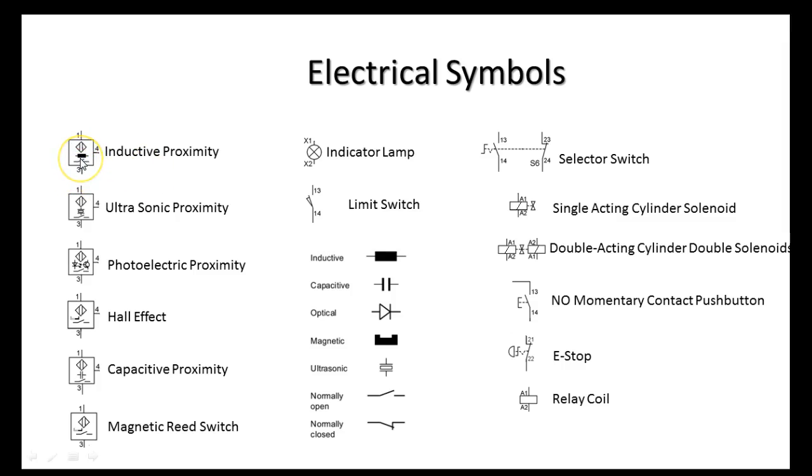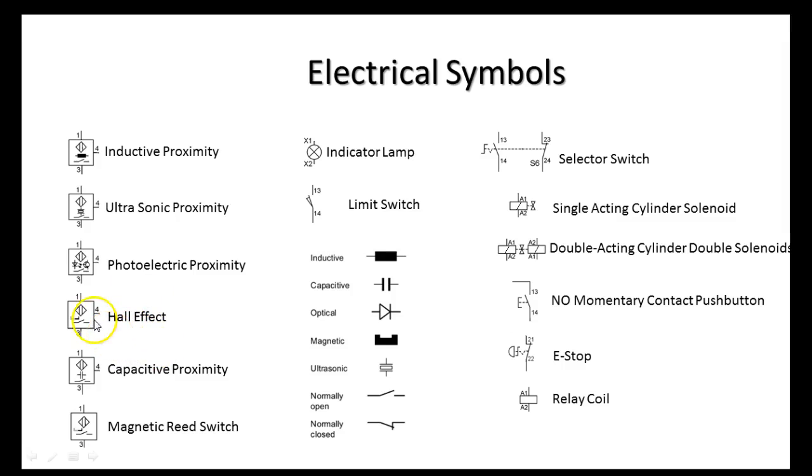Look inside the box right here. See that thing right there? Well, what is this? That's a symbol for what? Inductive. This thing that looks like a crystal is a what? Ultrasonic. This one that's got the little LEDs in there is a photoelectric. Now, it doesn't tell you what type it is. It doesn't tell you it's a through the beam. It doesn't tell you if it's a retroreflective or diffused. All we know, it's just a photoelectric sensor.